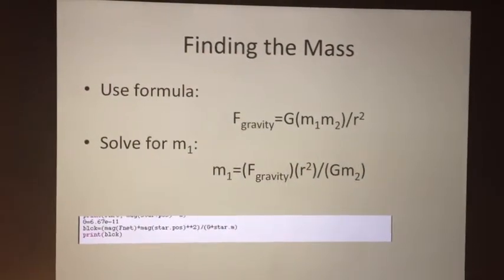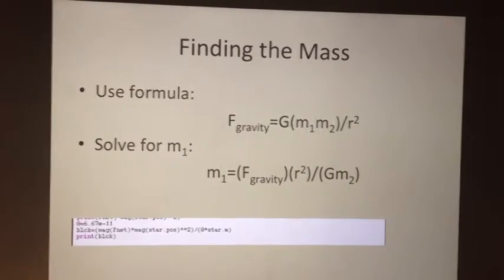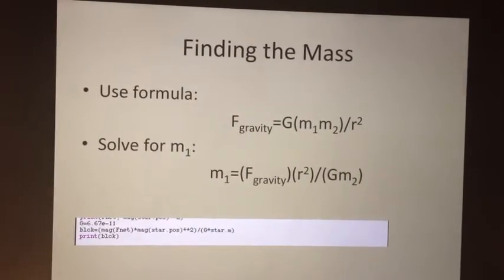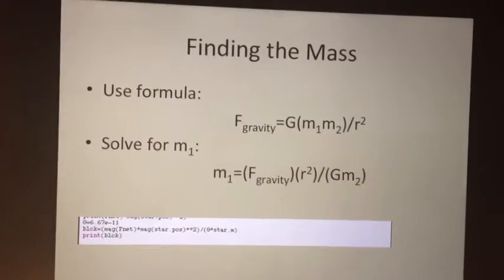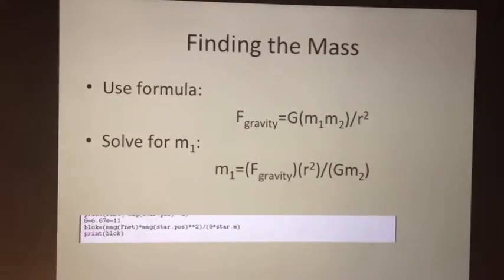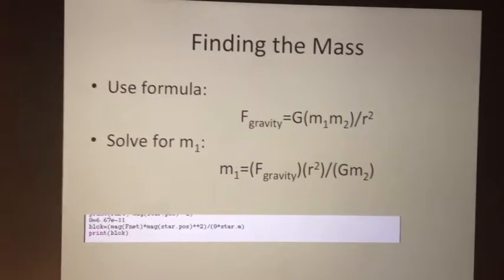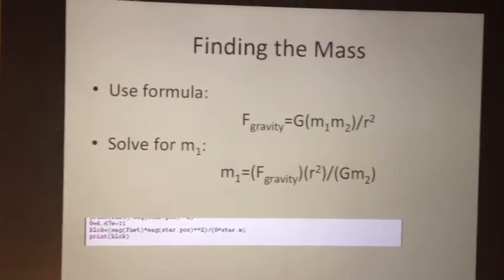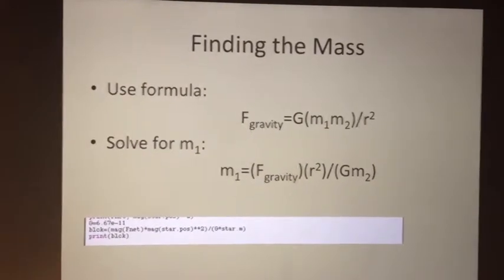So, finding the mass of the black hole, we have the equation F gravity equals G m1 m2 over r squared, with G being the gravitational constant of 6.7 times 10 to the negative 11th, and m1 being the mass of the black hole, m2 being the mass of the star, and r being the distance between the two.